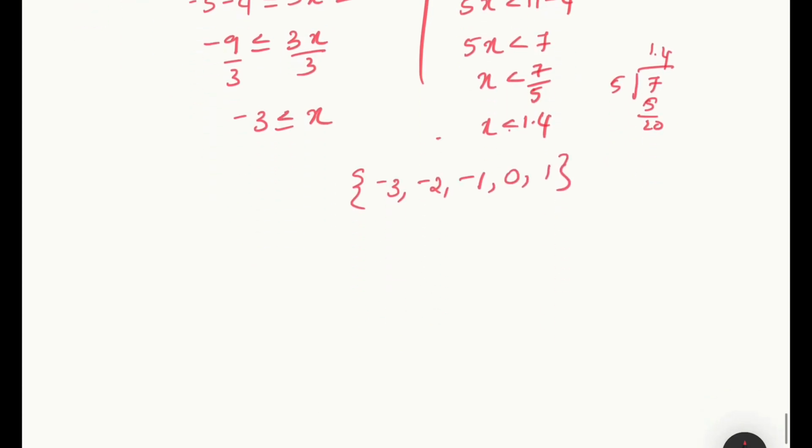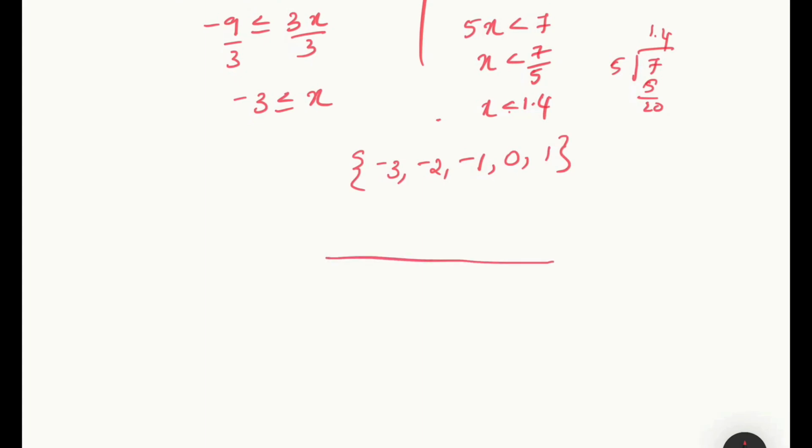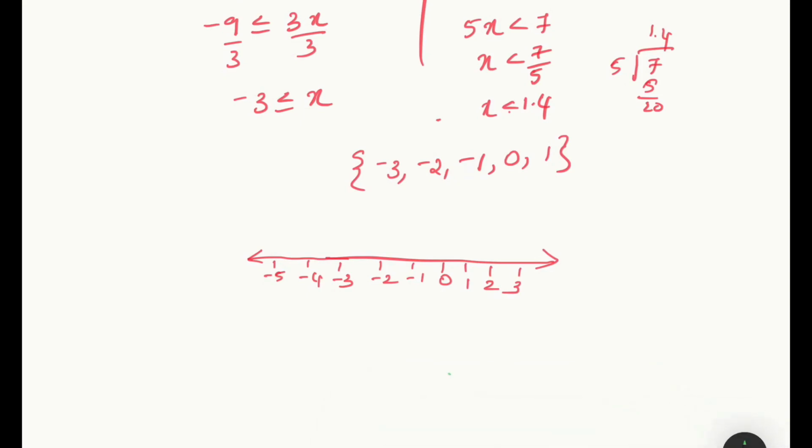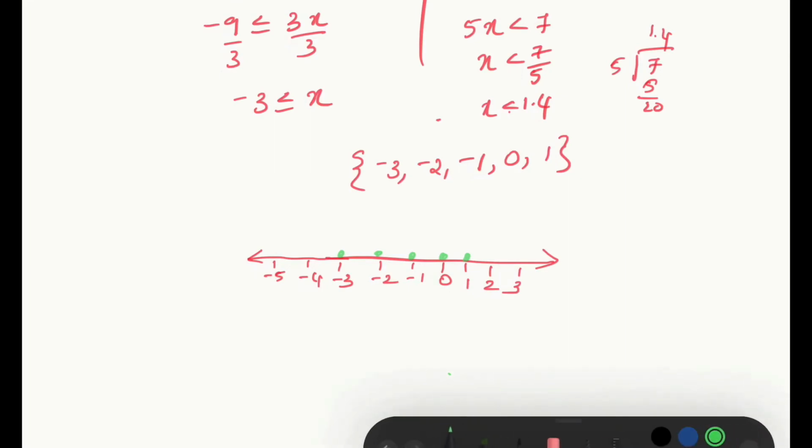So you need to represent this on the number line. Minus 5, minus 4, minus 3, minus 2, minus 1, 0, 1, 2, 3. So representing it on a number line: minus 3, minus 2, minus 1, 0, 1. Okay, this is how we represent. Now let us do the 34th. Question number 34.